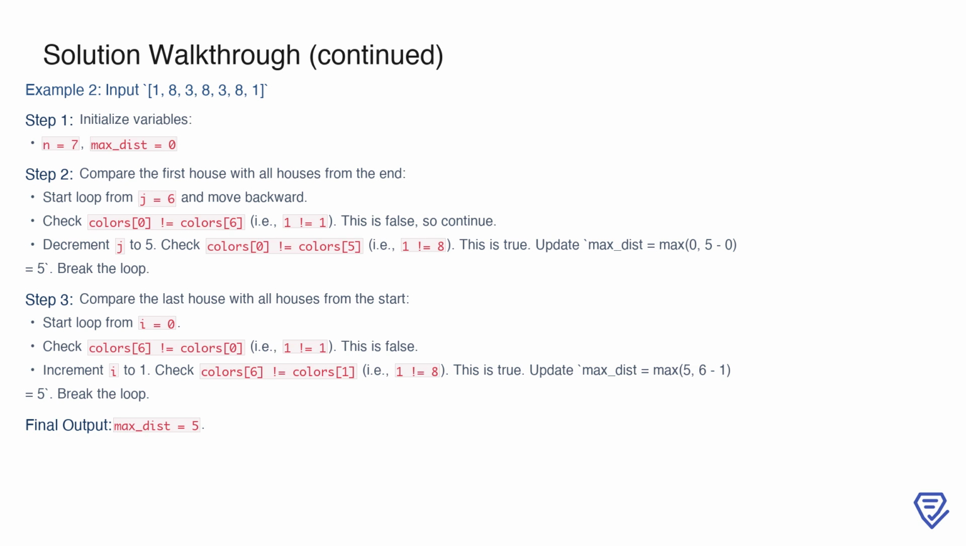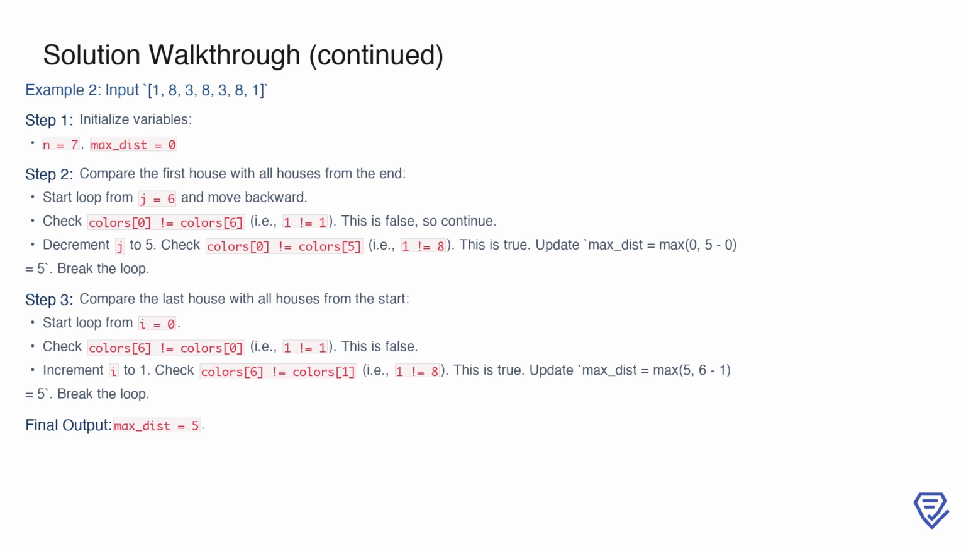Next, we compare the color of the last house, located at index 6, with the colors of all houses starting from the first house and moving forward. Starting the loop with i equals 0, we again find that colors[6] equals colors[0], so the condition is false. We increment i until reaching index 1, where colors[6] is 1 and colors[1] is 8.